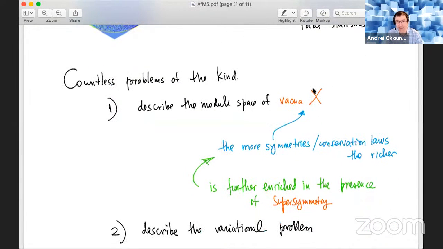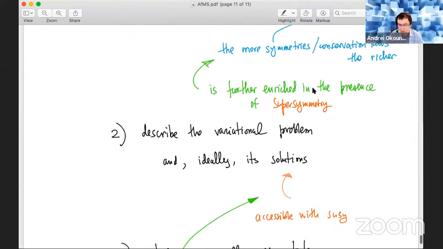I hope I convinced you that there are really countless problems of the kind where, for some physical system, you describe all possible Gibbs states or moduli spaces of vacua. And we had this example where the more conservation laws you have, the bigger that space. Here you can count not just ordinary conservation laws, but also supersymmetric conservation laws. They also contribute to the richness. So if you have some system not just with symmetries but also with supersymmetries, those will contribute to the richness of your moduli space.